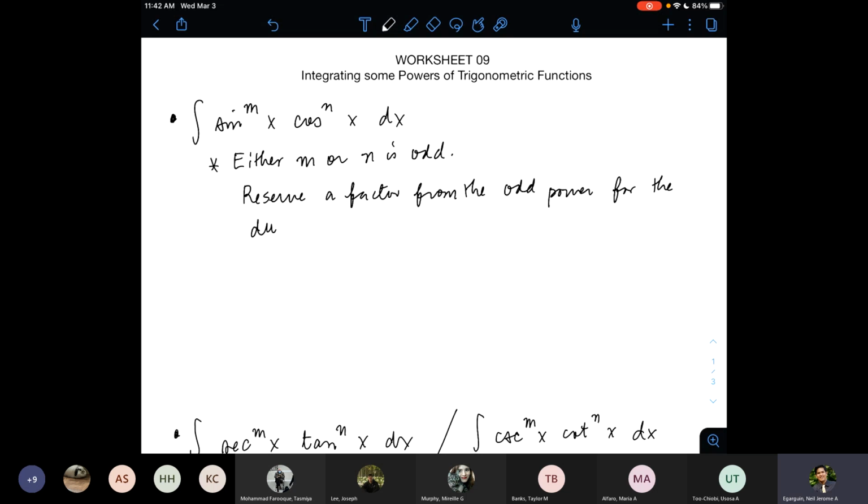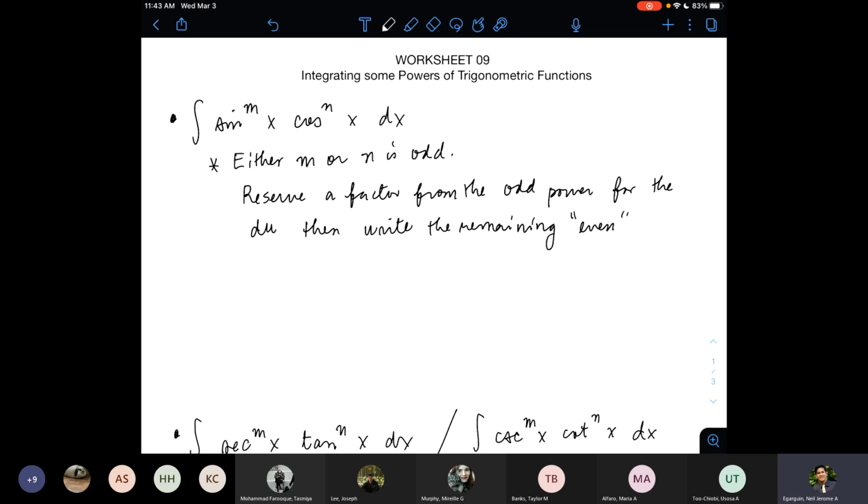Okay, so if say m is odd, so you have sine cubed, right? So reserve 1 from sine cubed, so you will have sine squared times sine. That lone sine factor that you isolated will be reserved for the du. So if that will be the du, then you know that your u should be cosine because you are reserving the sine for the du, right? And then write the remaining power.